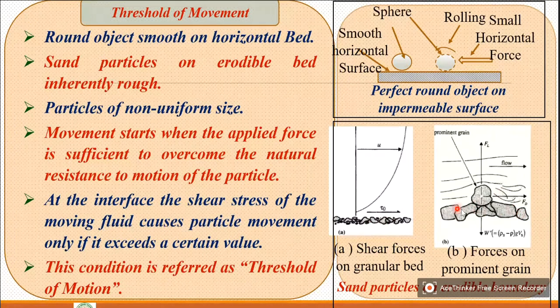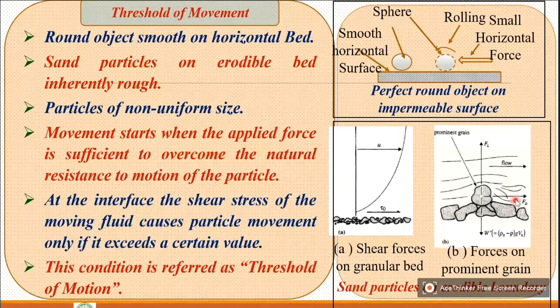So out of these particles, there will be one particle which will be a predominant particle, because the arrangement will be in such a way that one particle will be projecting to a higher level with respect to the average bed level.